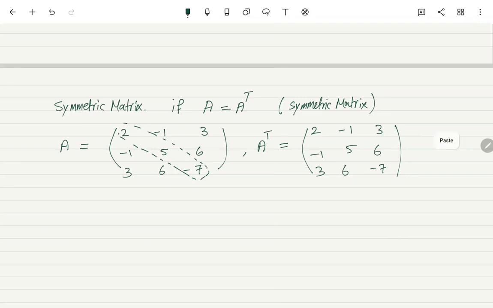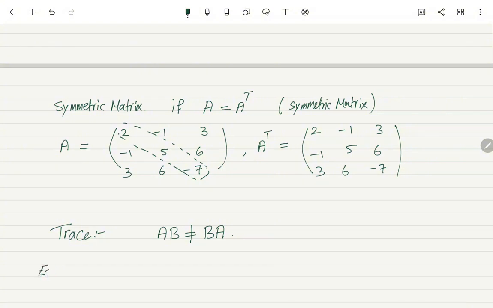One interesting property of square matrices is that the trace of the product of two such matrices is independent of the order of multiplication. In other words, trace AB equals trace BA, and this is always true even though AB does not equal BA.